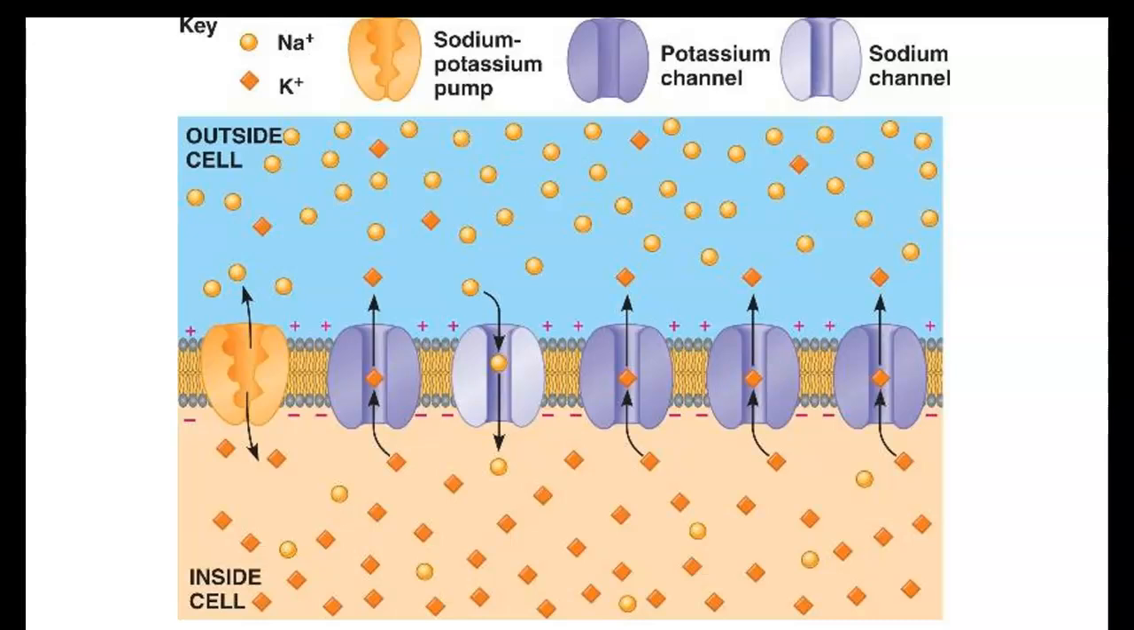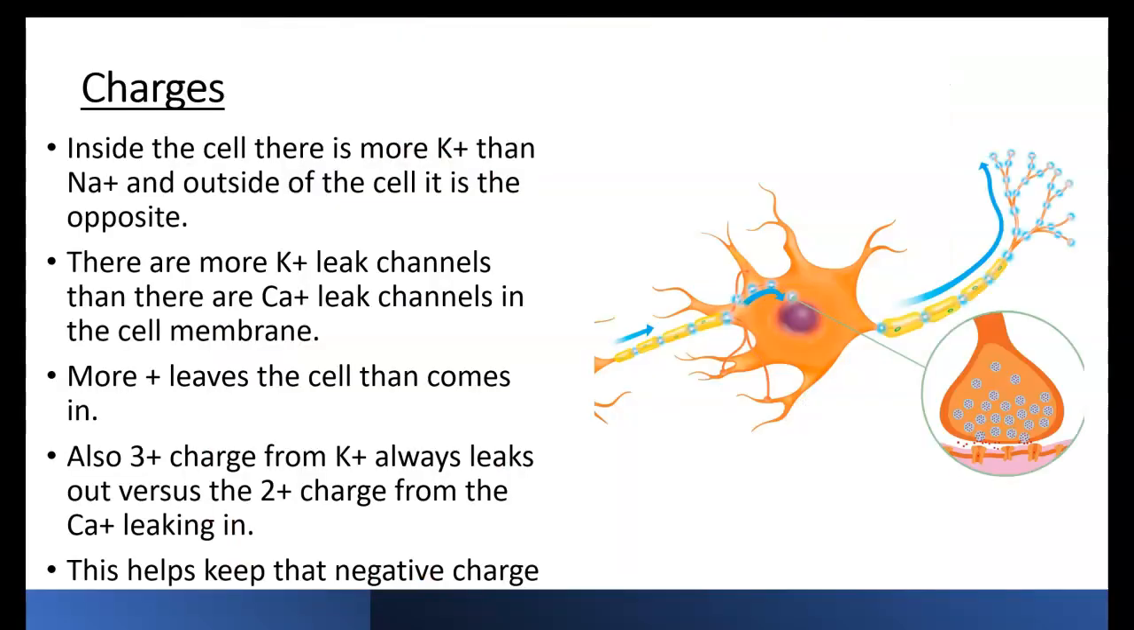So the resting membrane potential for most cells is negative 70 millivolts, and for note purposes, note 6 just goes over that. Inside the cell there's more potassium, which we just saw, then sodium, and the outside of the cell is the opposite. We said there were more potassium leak channels than sodium leak channels in that cell membrane, so more positives will leave the cell than come in. Also, for every 3 positive charges that leave, only 2 positives come in. That helps keep that negative charge for you.